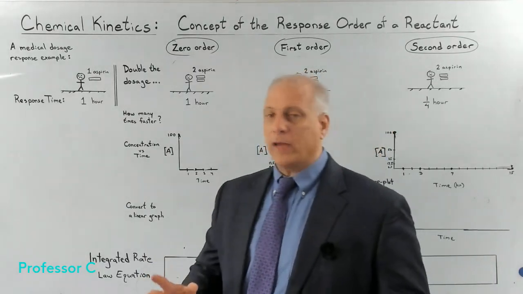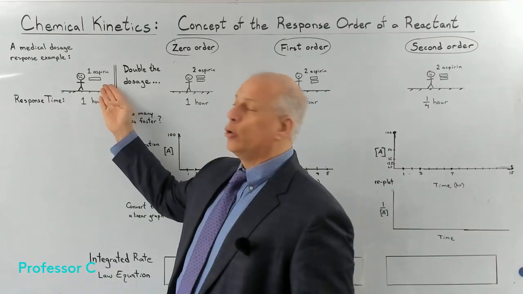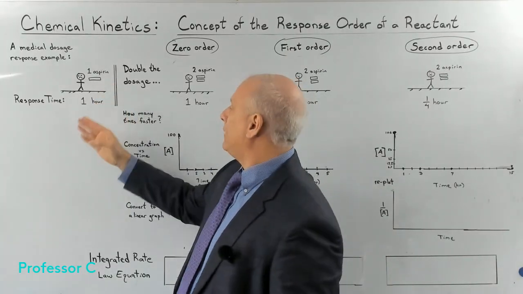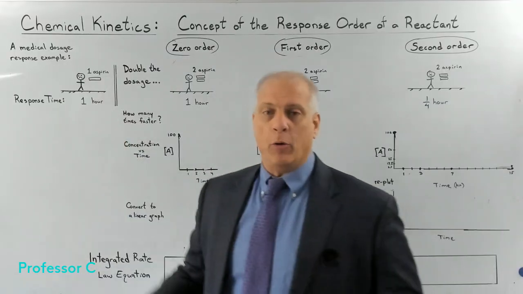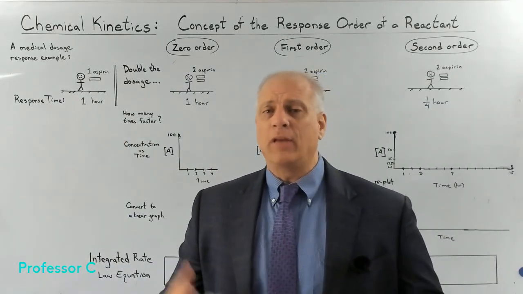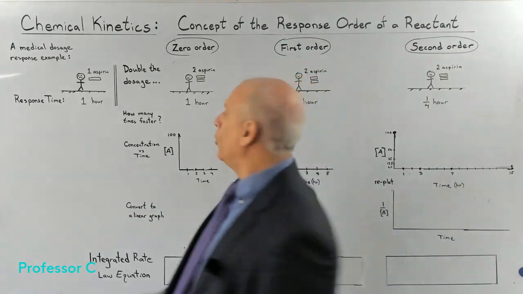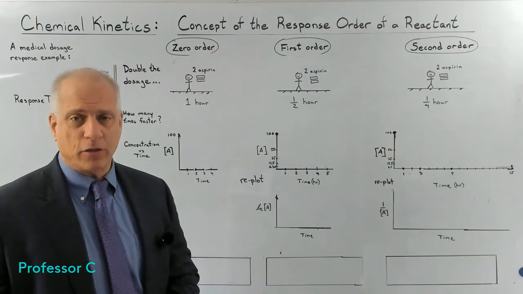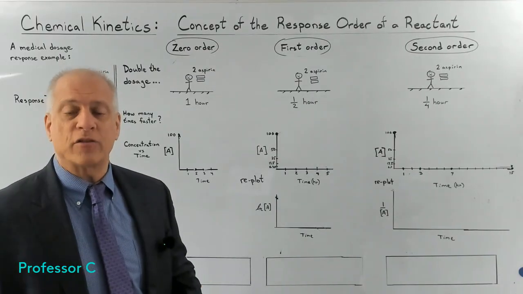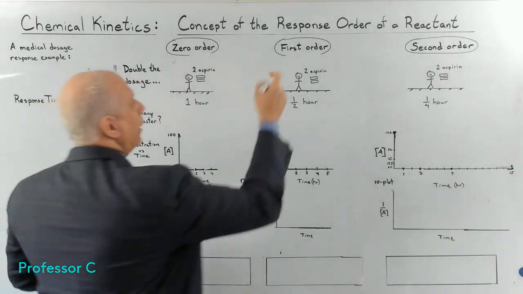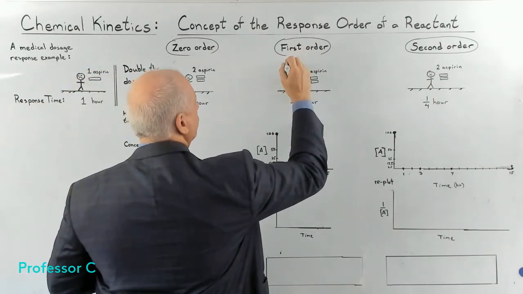I want you to imagine that we have a patient who has a headache and takes 1 aspirin. And the response time is 1 hour, and that's our baseline. Well, what would happen if we double the dosage? If you double the dosage, you would expect that the reaction goes 2 times faster. And that is an example of a first order response.